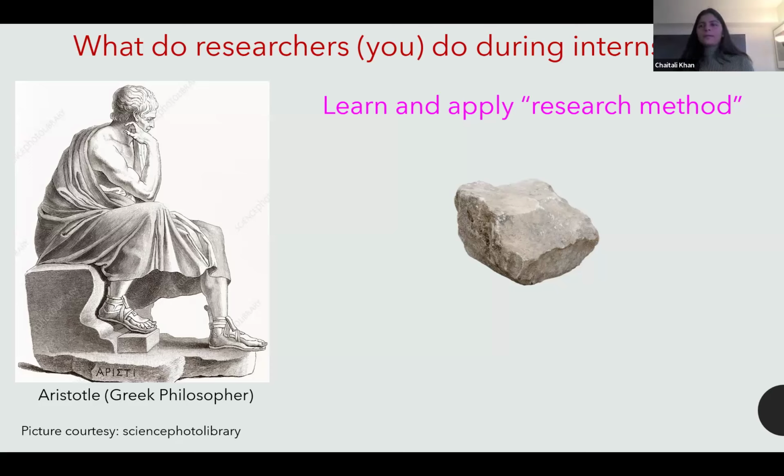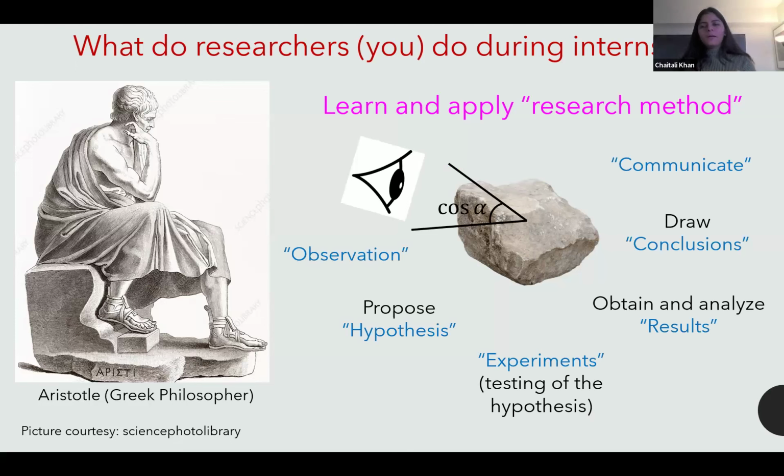For example, here is a stone. How do you really study a stone? You can take different parameters and start to apply different steps to come to a conclusion. And what are those steps? You begin with observation, you propose a hypothesis, you conduct certain experiments, you get the result, conclude your result, and you further communicate. So this is giving you an idea of what you will be doing: applying a research method to any of the topics you will be doing an internship on, or wherever you are going to work.